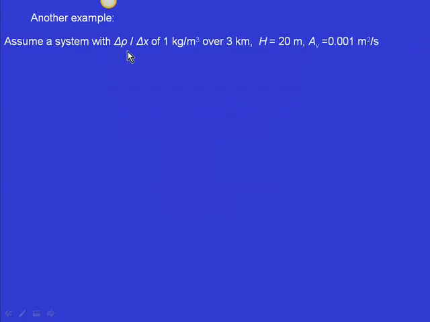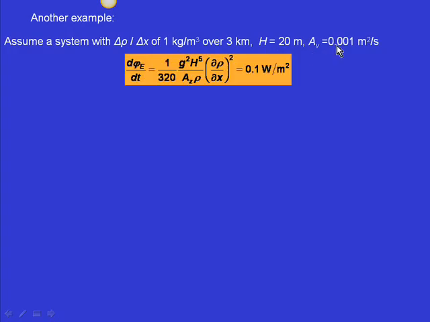Now let's assume a system in which we have 1 kilogram in 3 kilometers. So in 50 kilometers would be... So there's more stratification than the previous case, right? And also deeper, 20 meters. And also less mixing, 10 to the minus 3. So now what we have is 0.1 watts per square meter, the power to stratify the water column. So this is 10 to the minus 1 watts per square meter versus, what was the other? The previous example was 10 to the minus 4, right? This is 10 to the minus 1. So 3 orders of magnitude difference.